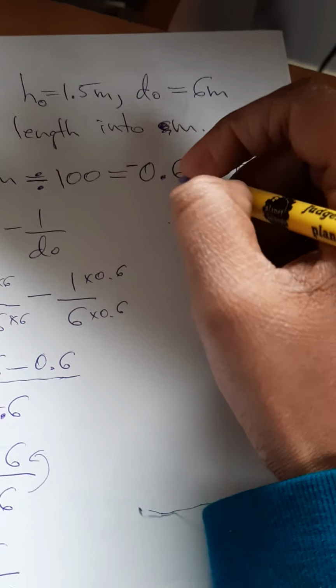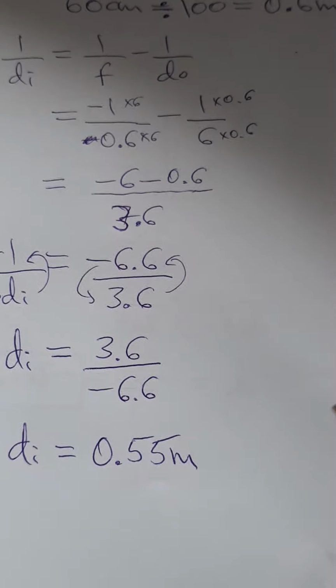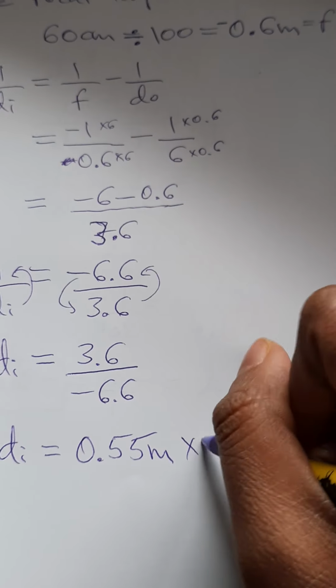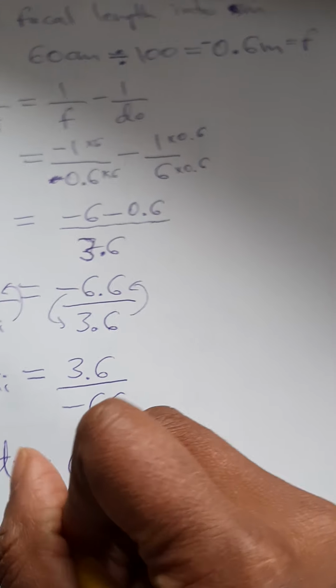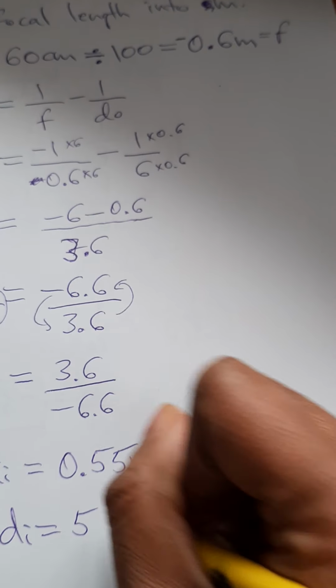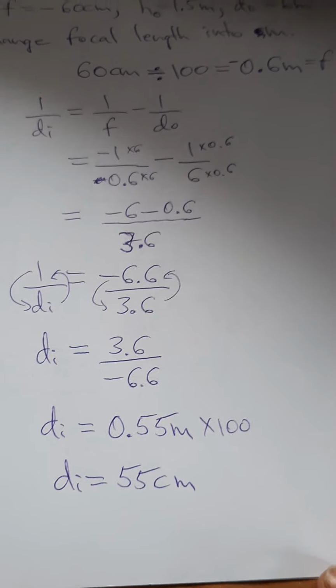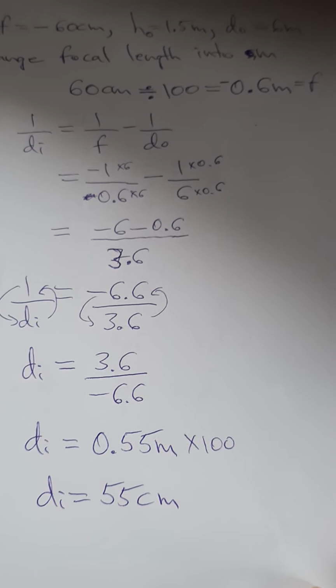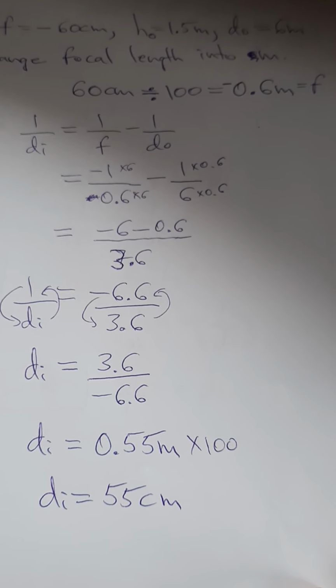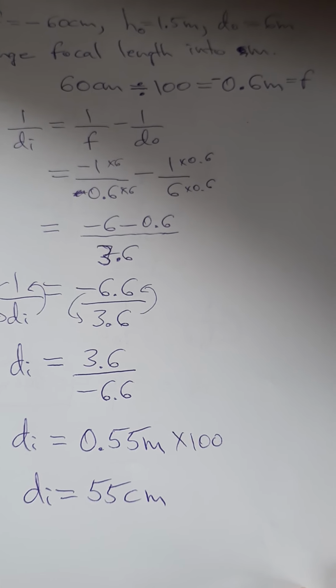So let's put it into the formula here. If you want to just convert this, that's all right as well. I could just times this by 100, and your distance of the image would be 55 centimeters. So for now, we're just going to keep it in meters, so everything is in the same units here.